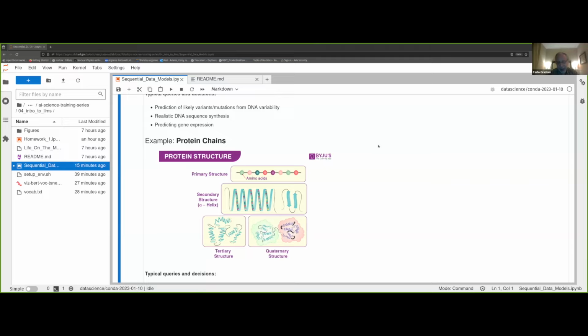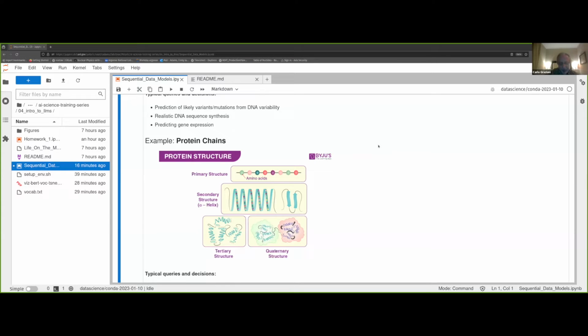This is actually something that you may remember Arvind Ramanathan gave a talk about his work. This is something that he's done precisely with this kind of data: generating realistic DNA sequence, synthetic DNA, or predicting gene expression. Okay. Another example is a little up the chain from RNA.